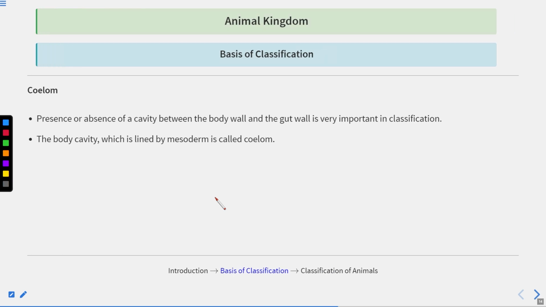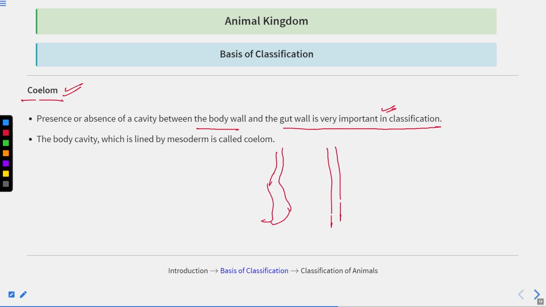Now comes the coelom, that is the body cavity. What type of body cavity does the organism have? The presence or absence of a cavity between the body wall and the gut wall is very, very important in classification. So suppose this is the body wall and here is the digestive tract. This is the digestive system.